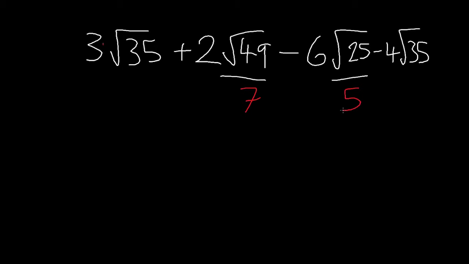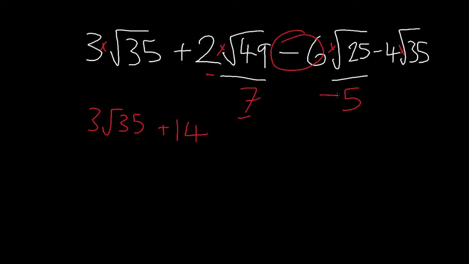So remember, when there's nothing in the middle, that stands for times, and we do our times before we do our pluses and our minuses. So let's go ahead and do all our times. 3 times root 35, we can't do anything there, so we still have 3 root 35. Okay, 2 times 7 is going to give us 14. Okay, and then we have minus 6. Remember, there's a minus in front of that. And plus 5, so that's going to give us minus 30. And then this minus 4 root 35, we can't do anything there. So minus 4 root 35.